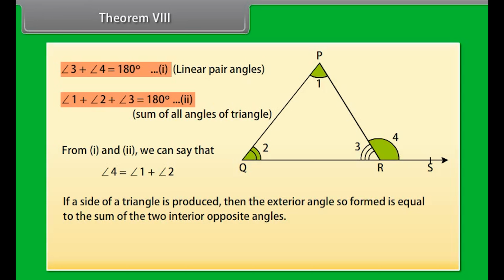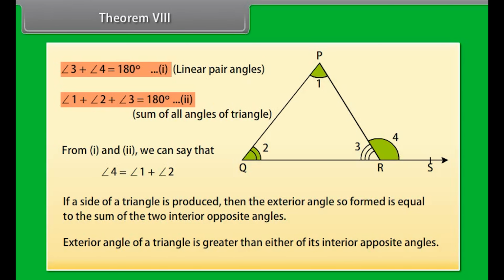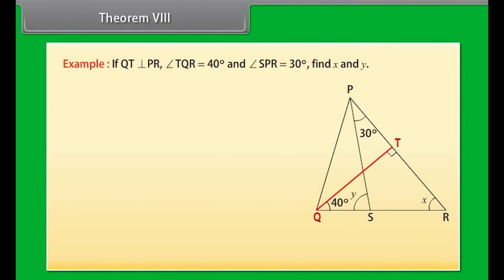It is obvious from this theorem that an exterior angle of a triangle is greater than either of its interior opposite angles. Now let us solve some examples based on this theorem. If QT is perpendicular to PR, angle TQR is equal to 40 degree and angle SPR is equal to 30 degree. Find X and Y.